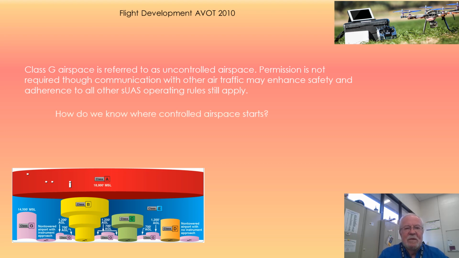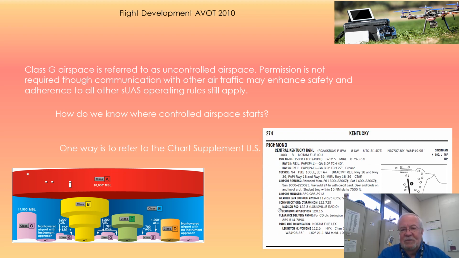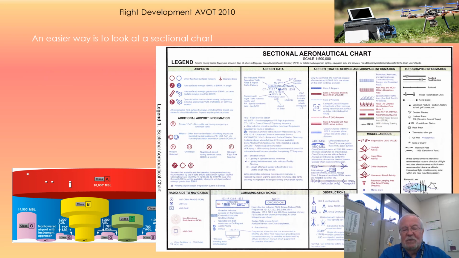Okay. So how do we know where that is? One way is to look at the chart supplement US. There's a copy, a picture, or sort of a copy of one of them. Remember that the chart supplement US has way more information about an airport than you would probably ever want to know. Stuff like the airport manager's phone number, lighting, all kinds of things like that. That's one way to do it. But a better way is just to look at the sectional chart.